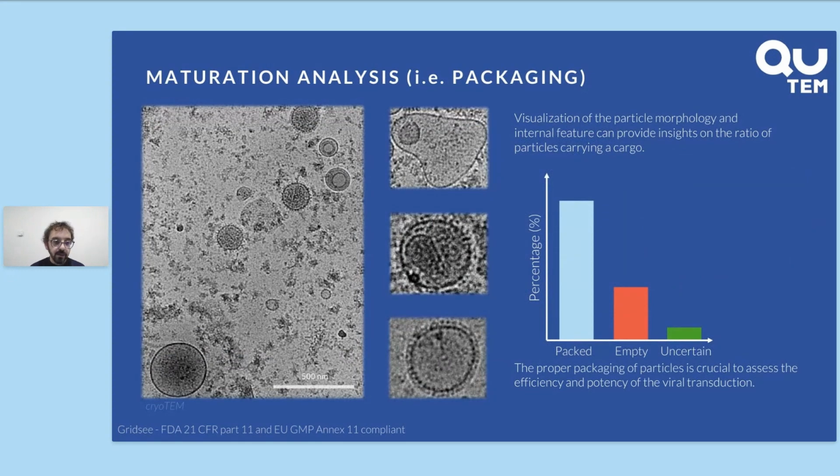Another attribute that can be assessed is the maturation, or in this case, the packaging. So within one sample, you can really see different types of particles, all of them being at different stages of the packaging. You can see the fully mature particle that encapsulates the genome with its typical cone structure. But you can also see empty particles, and also you can see some exosomes, I guess, here we are probably seeing. So you can see a whole range of particle morphologies.